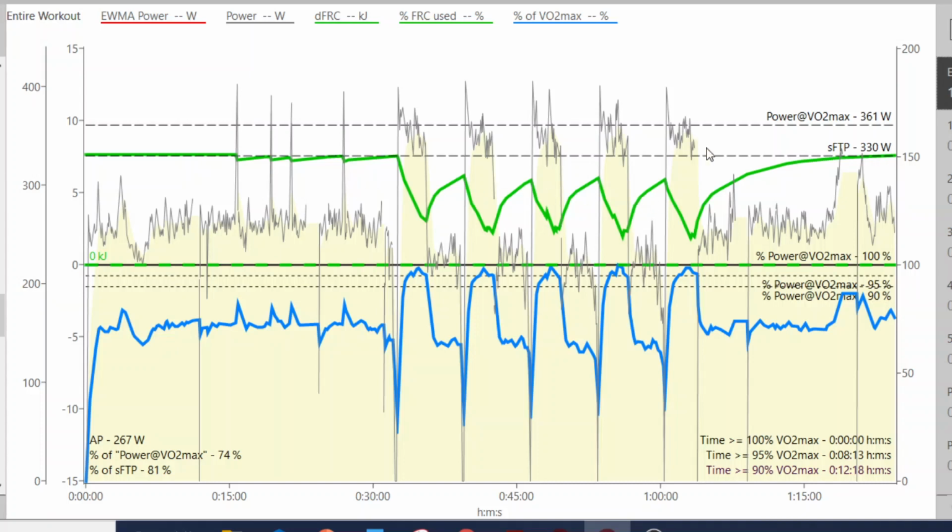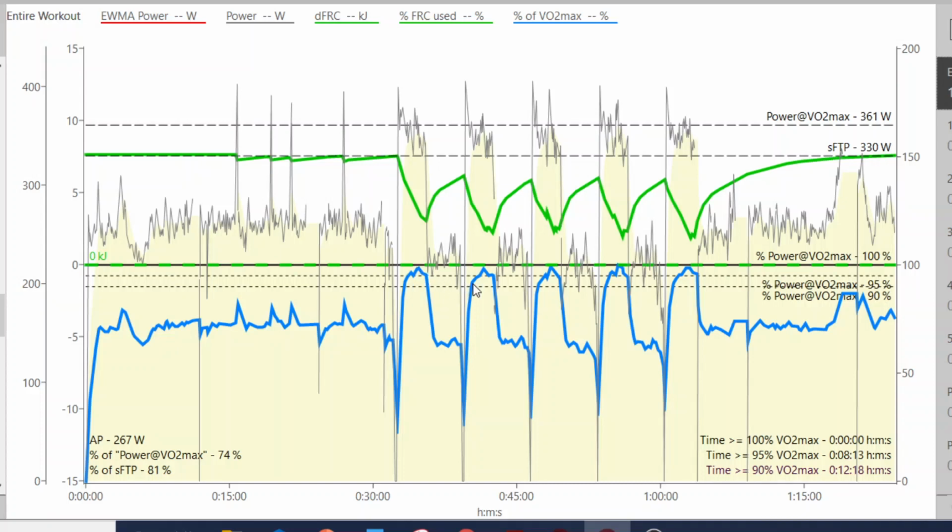So what I'm looking for here are two things, because we have two primary elements. I'm looking to see, did the intensity for 3-minute work intervals get me into that 95 to 100% range? I preferably want to get it as close to 100% as possible.